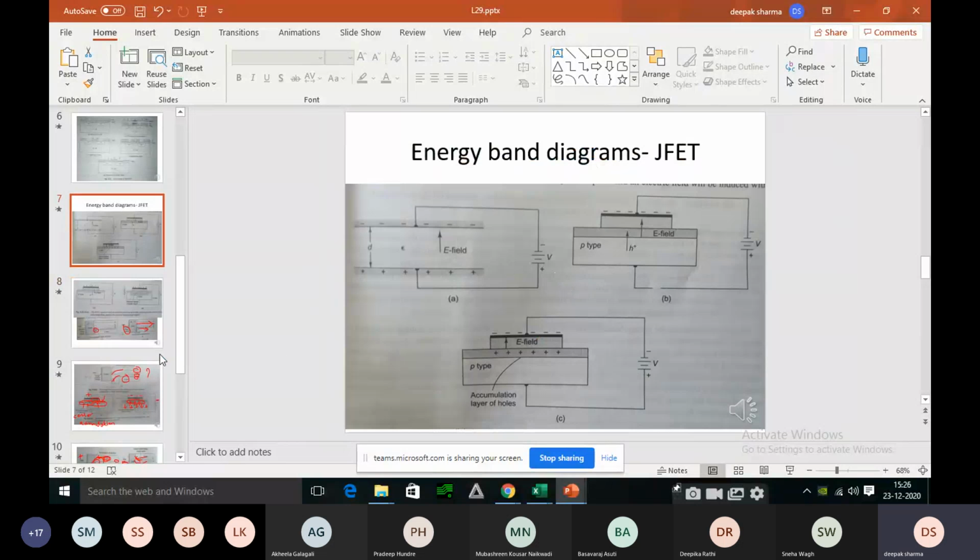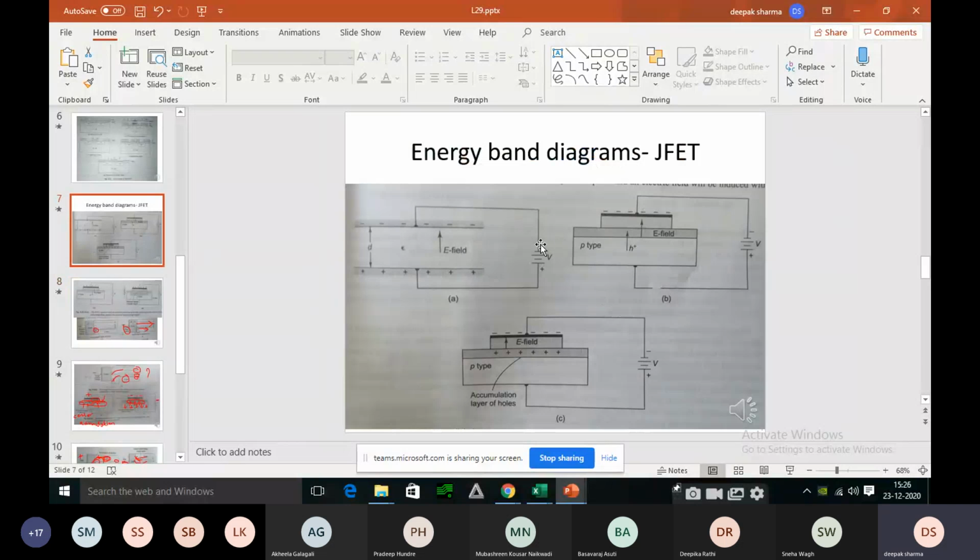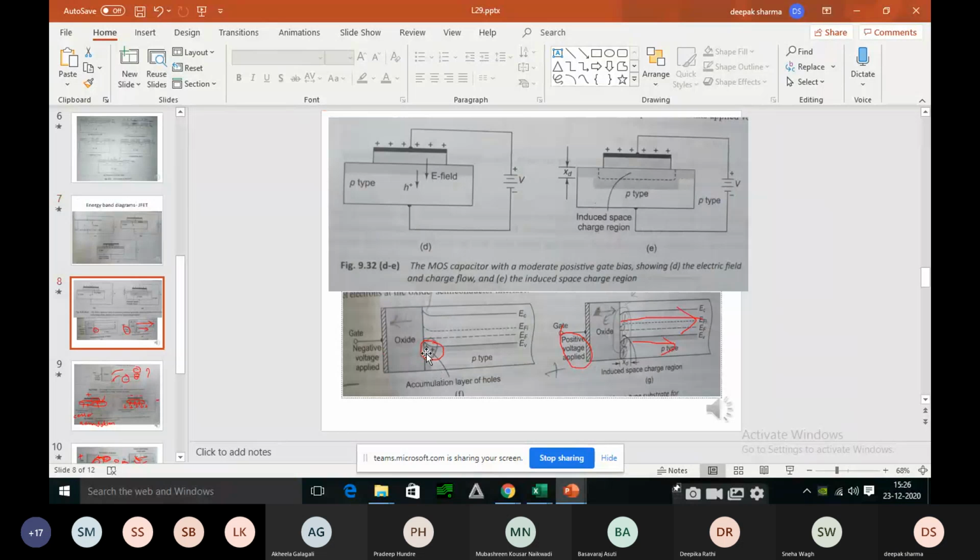See, that energy band diagram is related to this diagram. Here I am giving negative supply. Correct. Negative supply means what? Here towards the gate, all negative charges will come. In between we have oxide, below we have substrate, correct? So because there are negative charges on the gate, in the substrate there will be positive charges. What do you mean by positive charges? Holes, correct? So holes will be accumulated near the p-type substrate, near the oxide. Are you following? Yes.